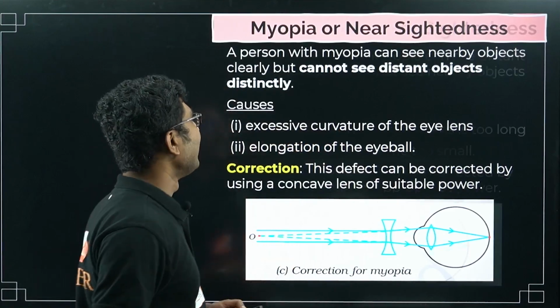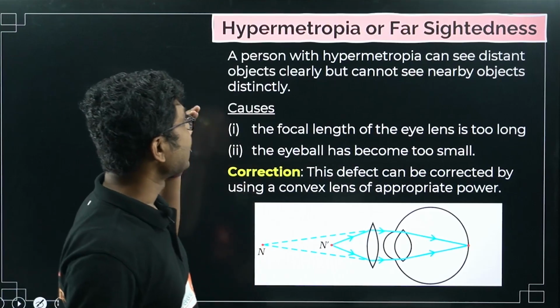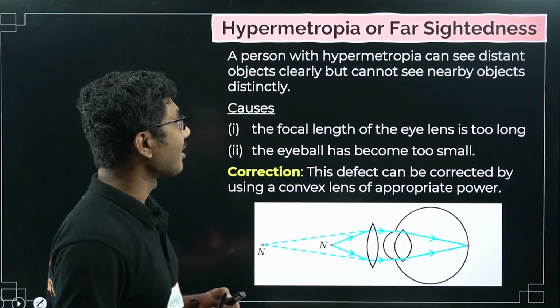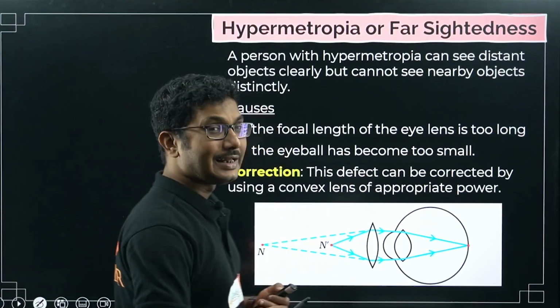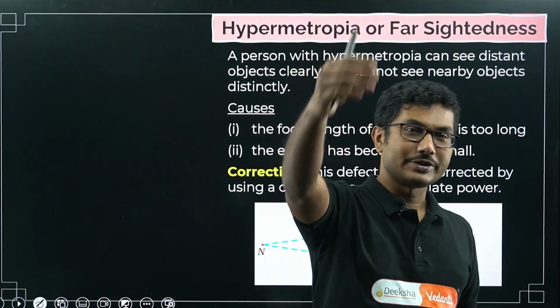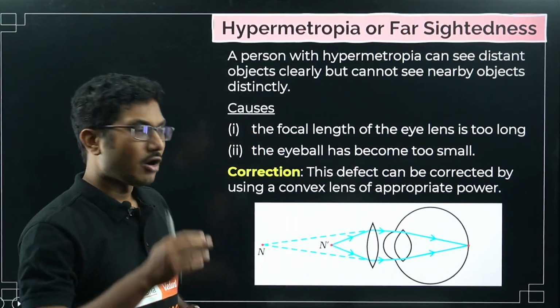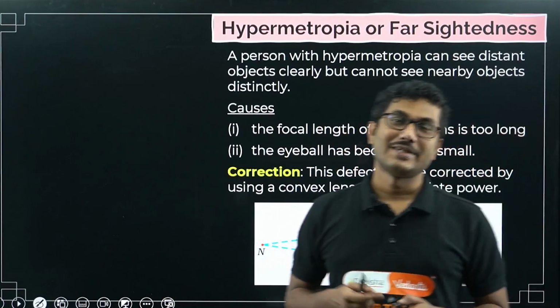Right? Now next is what? Next is hypermetropia or farsightedness. What is that? A person with hypermetropia can see distant objects clearly but cannot see nearby objects distinctly. So they can see distant objects which are very far clearly but cannot see close by objects. So while reading books or watching movies or playing video games, they face difficulty.